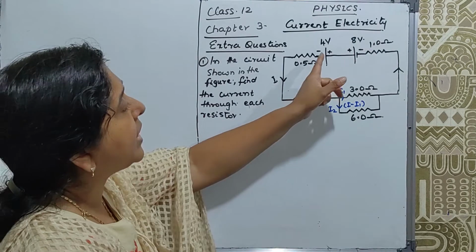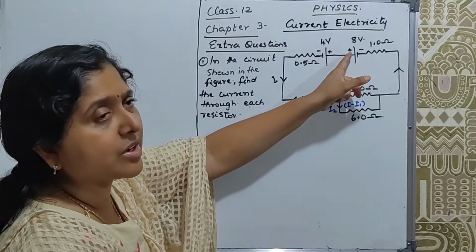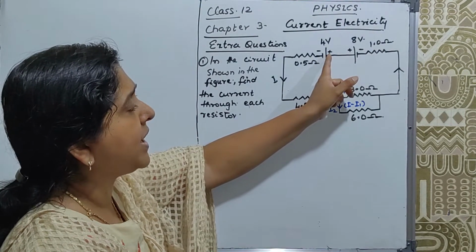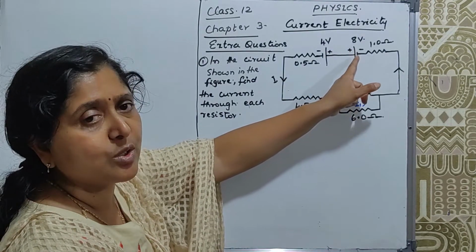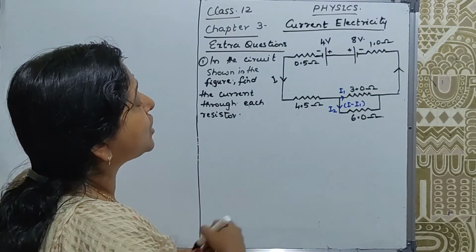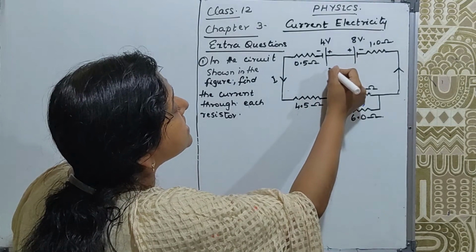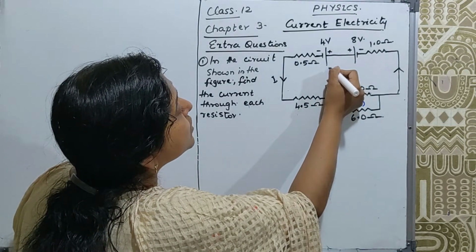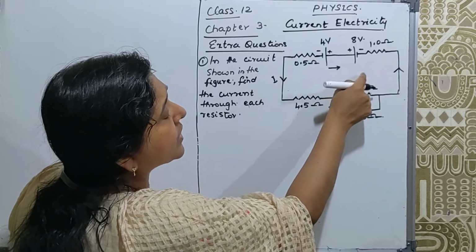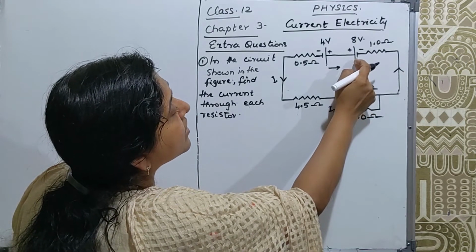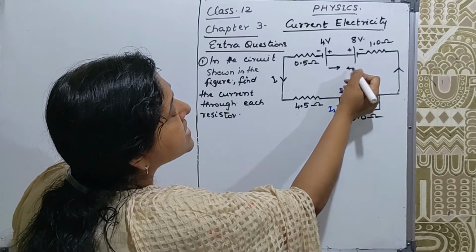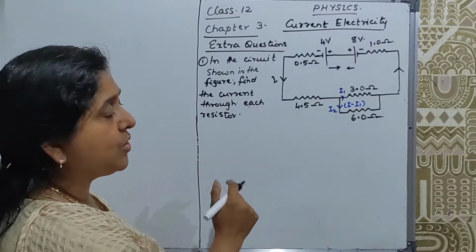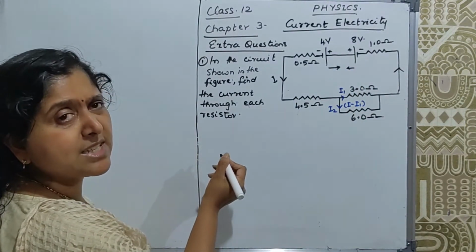Here, the batteries are actually reversed. The positive of one battery is connected to the positive of the other cell. So, the directional flow of current for the first cell is from positive to negative, that means from left to right. And the directional flow of current for the 8-volt battery is from right to left. Since the directions are opposite, we'll take the net EMF as the total EMF.